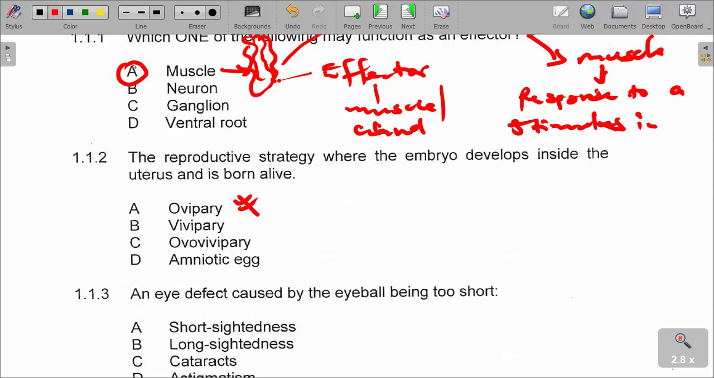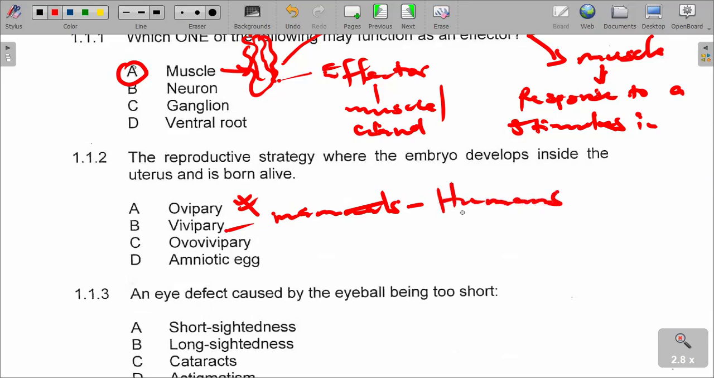We have viviparity. I was saying to my class last time, and you can also refer to the YouTube channel videos, viviparity is the easiest one of them. It is that form of reproductive strategy that is for mammals, which humans fall into.